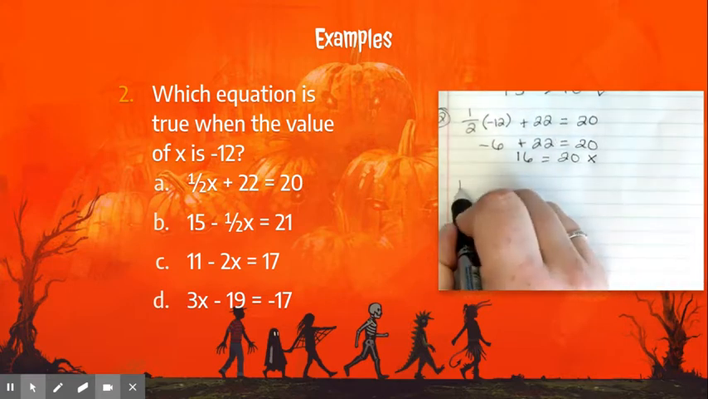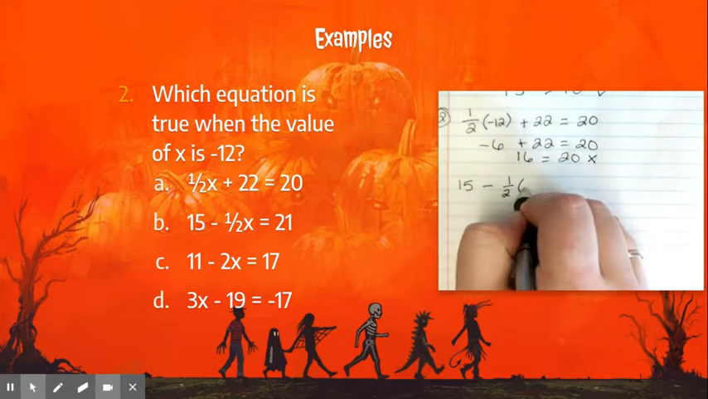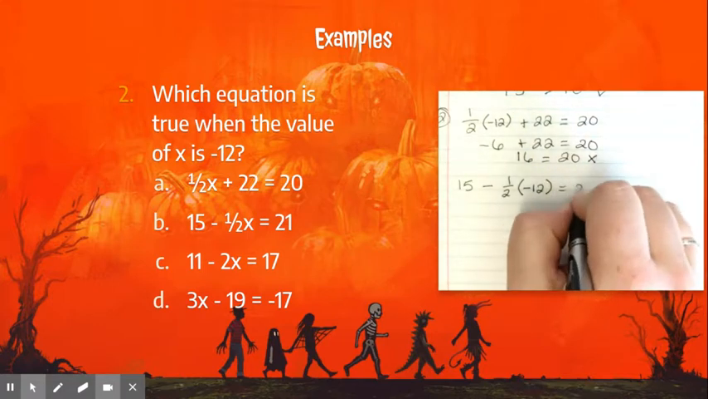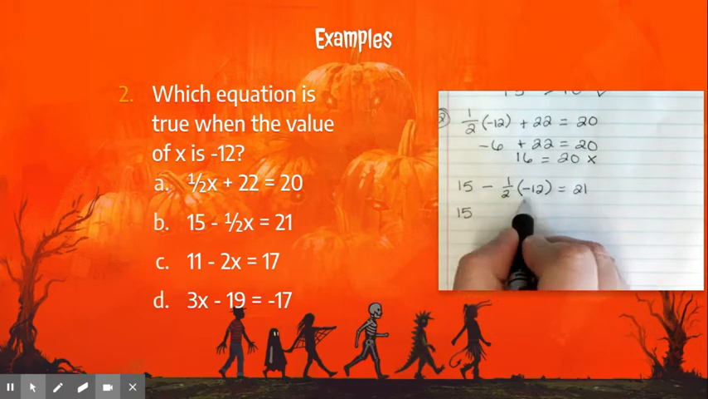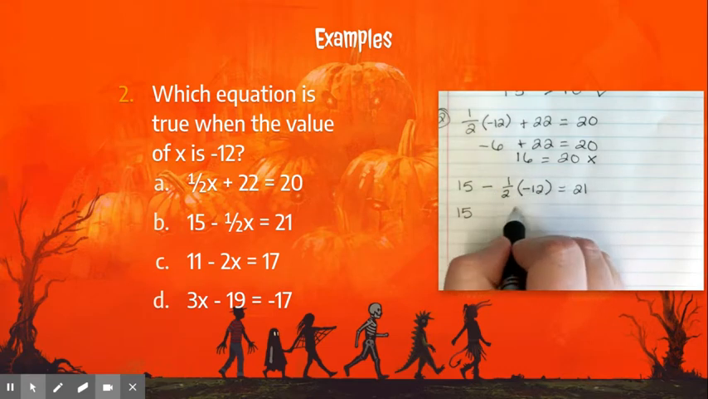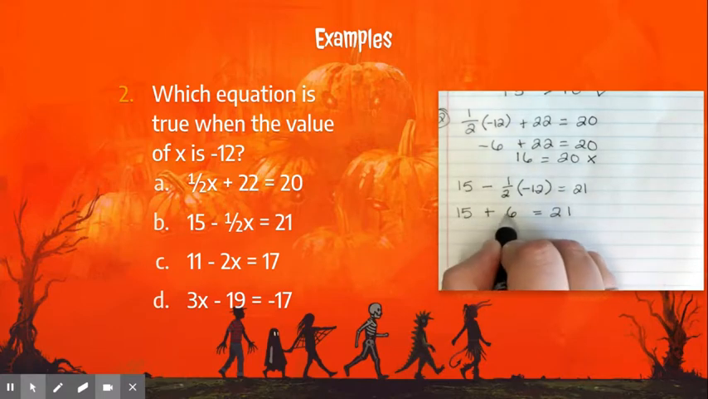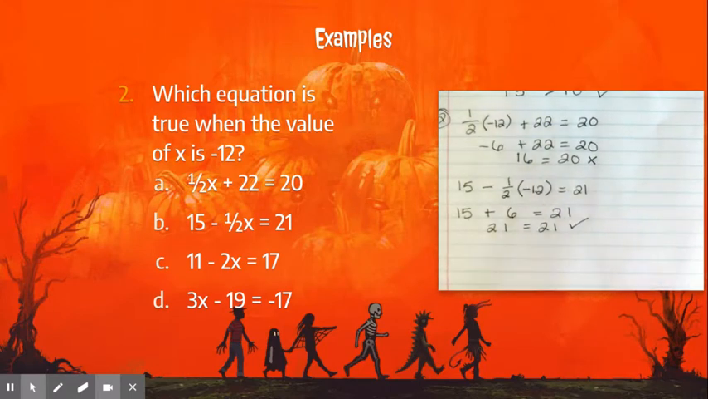B is 15 minus 1/2 times x, which would be my -12, equals 21. Okay, so 15 stays the same. I'm taking half of -12, and that's minus a half and minus a 12, so it's going to be positive. Half of -12 was 6, so we're going to have 6 there, equals 21. 15 plus 6 is 21. 21 equals 21, so that's correct.